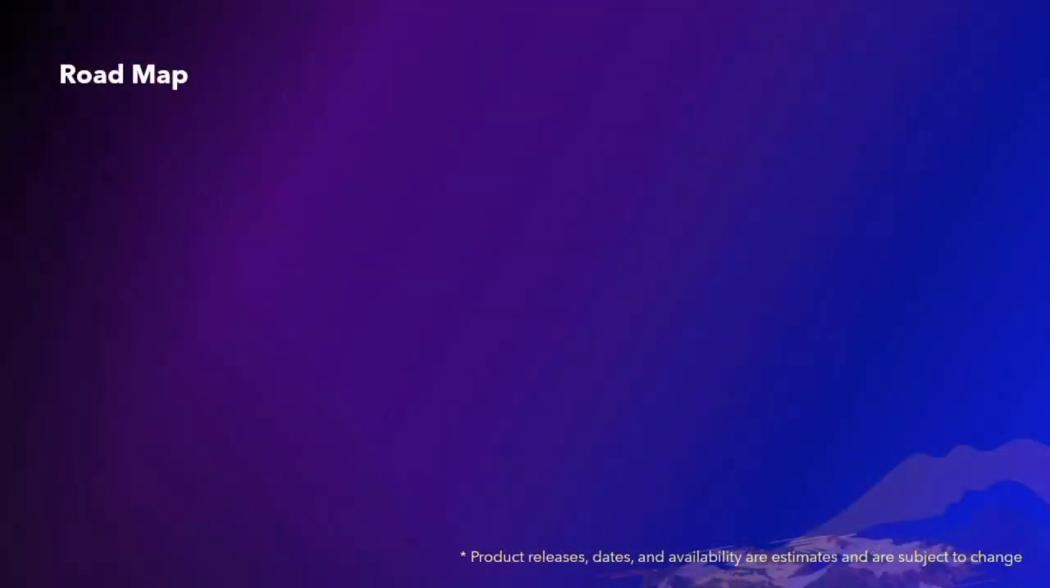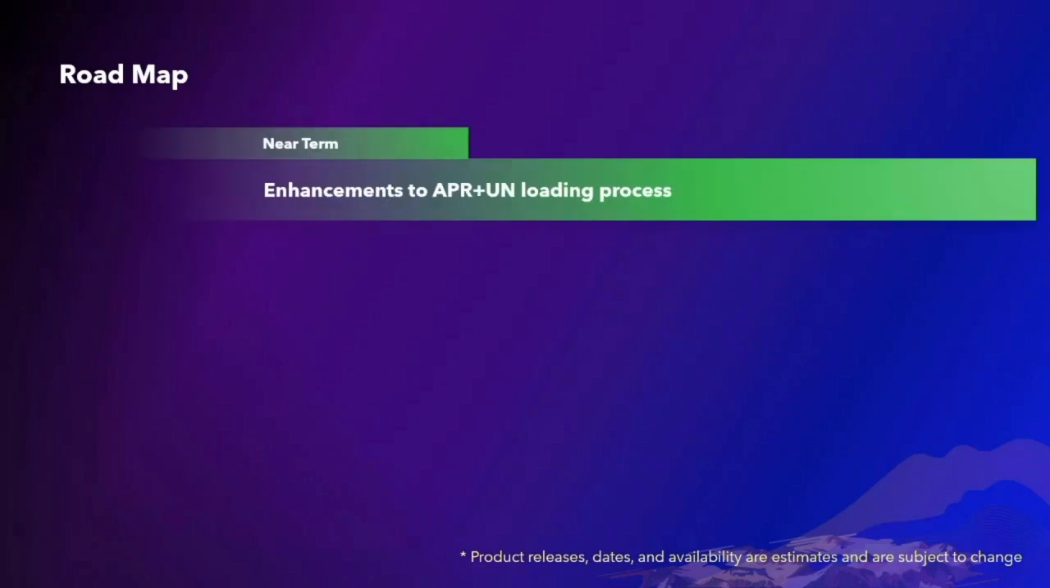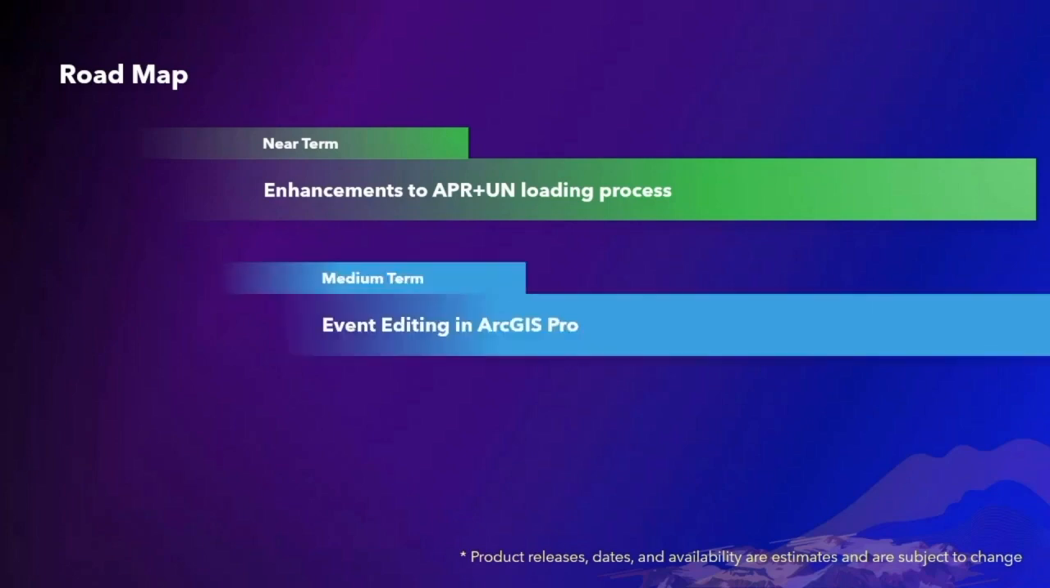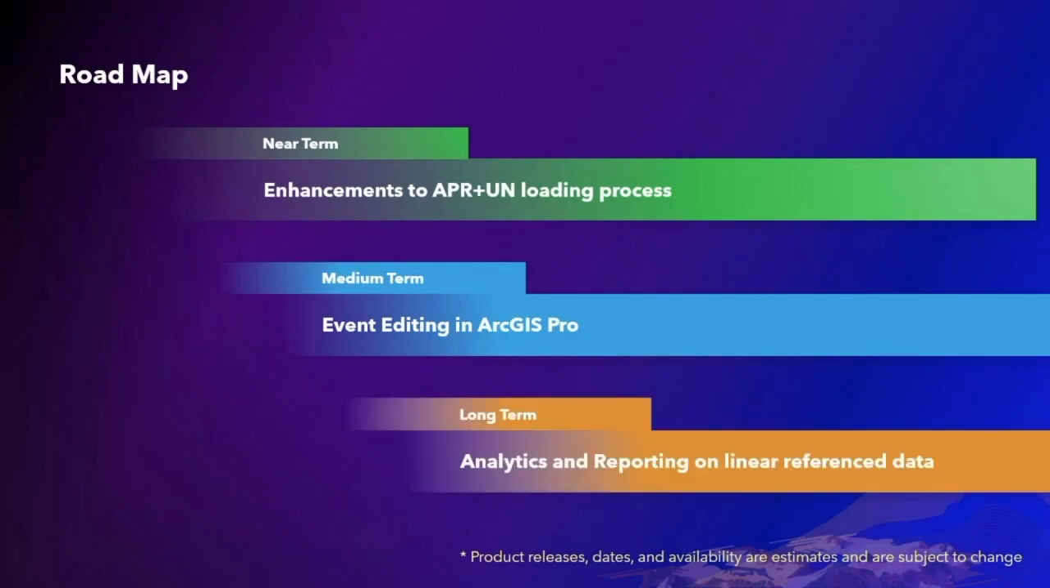So let's take a look at our product roadmap. Our team is focused on adding enhancements to data loading and editing for operators that are taking advantage of the combined pipeline referencing and utility network deployment pattern. After that work, we'll be focused on bringing in event editing capabilities in ArcGIS Pro to provide users that additional flexibility in how they do the editing and maintenance of their events. And beyond that, we'll be looking at adding analytics and reporting capabilities onto your linear reference data that's managed by pipeline referencing.